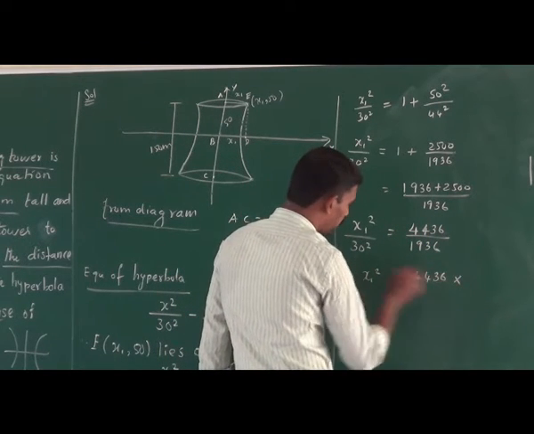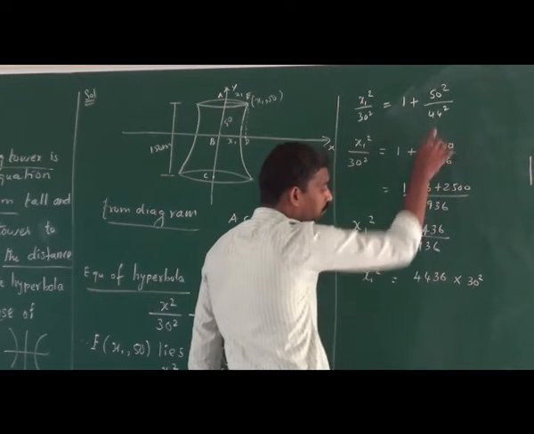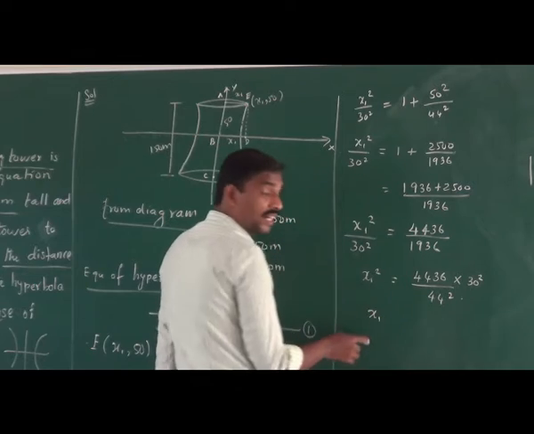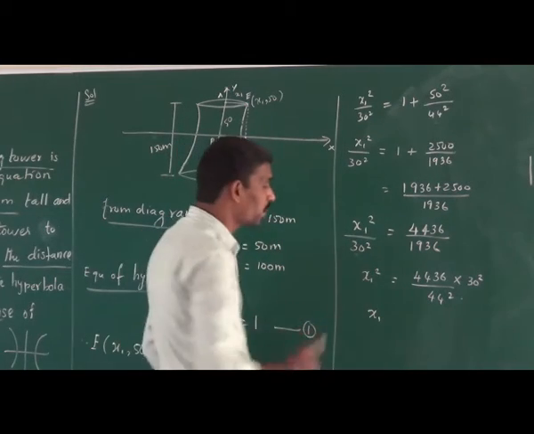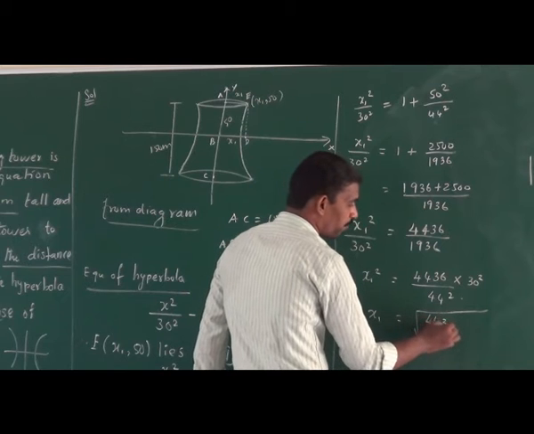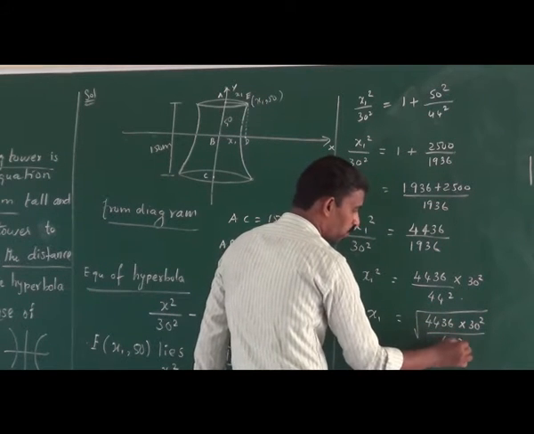4436 into divide goes to that side, 30 square. But we know very well 30 square is nothing but 44 square, right? As it is 44 square. Now I want to find the x1, so I want to take square root. So square root of 4436 into 30 square divided by 44 square.